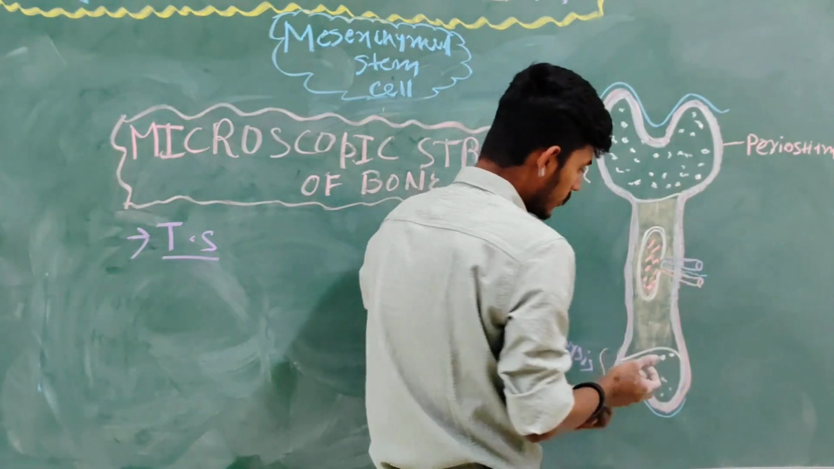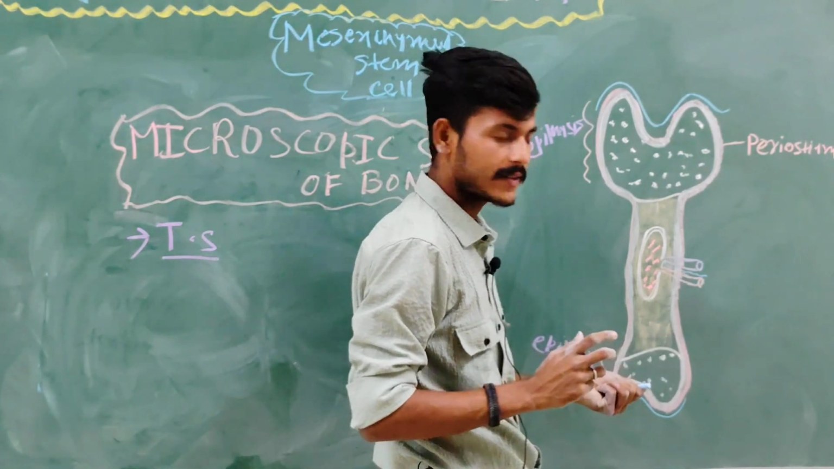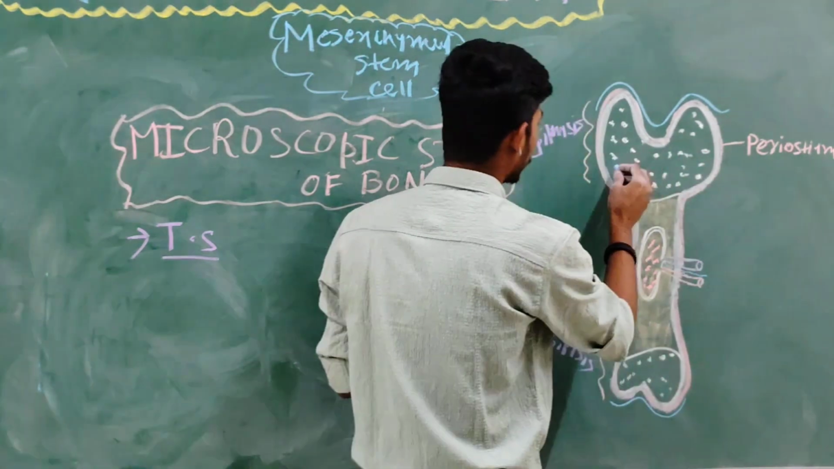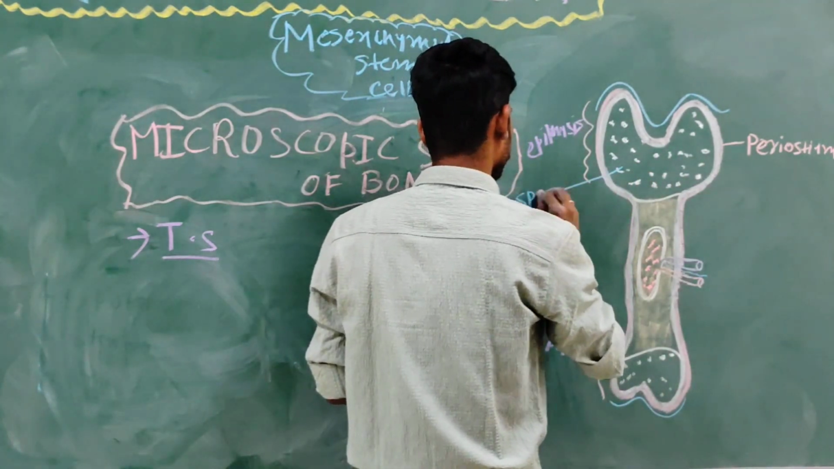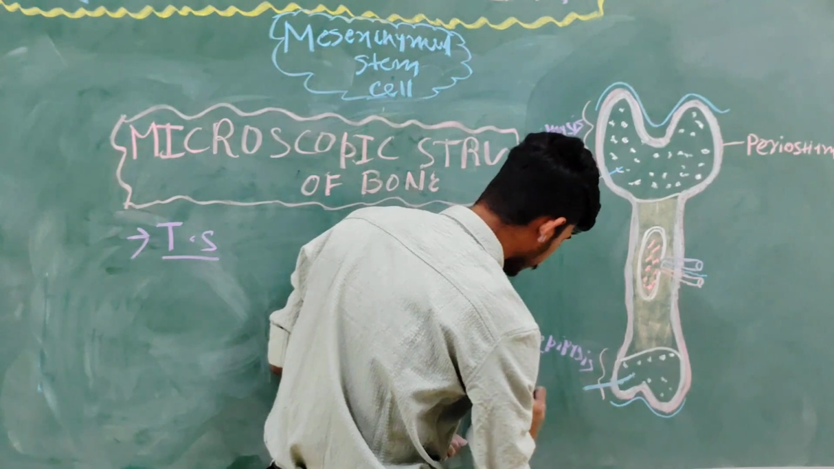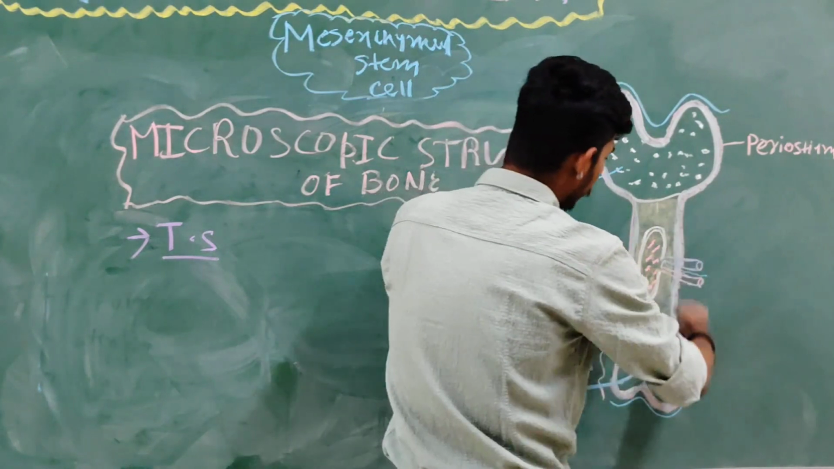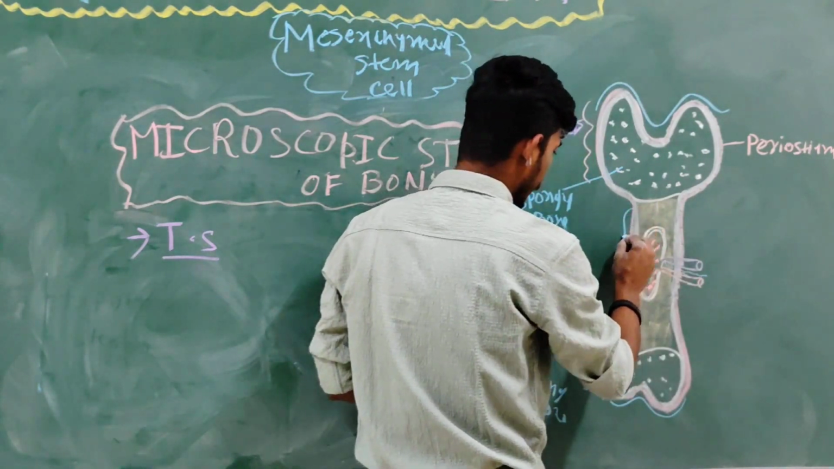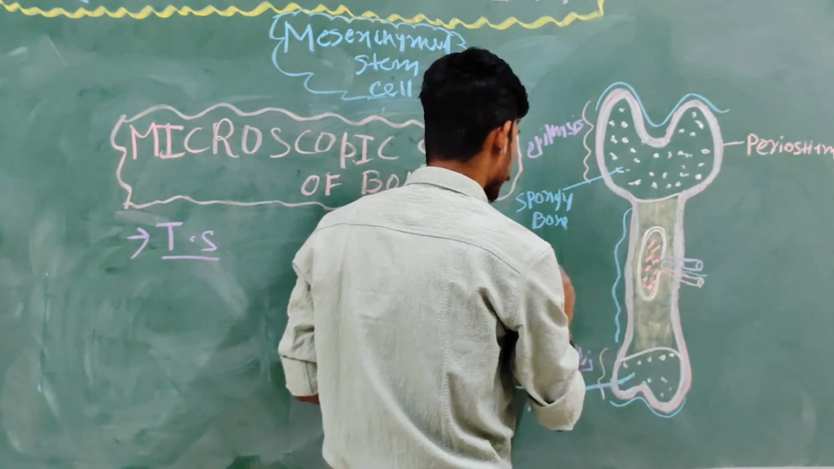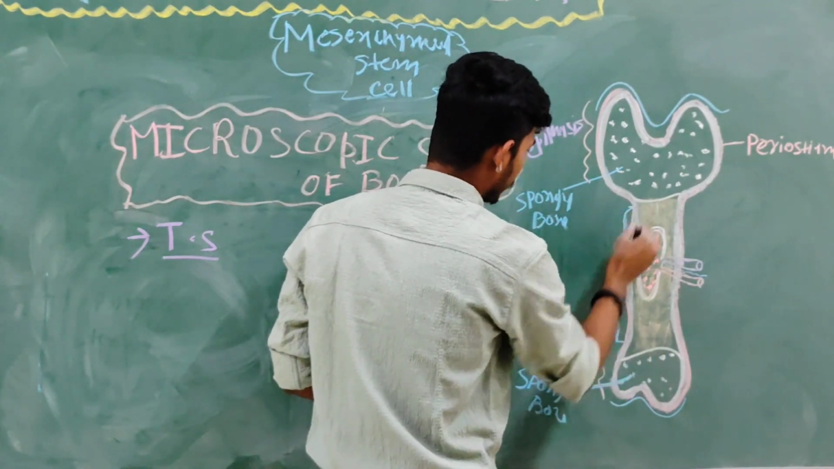Now generally in the long bones, the spongy part, where the matrix is soft, with less matrix, is present at the ends of the bone. So these parts are called spongy bone. And this part is termed the shaft. This is called the shaft of the bone, okay. This is called the diaphysis. This part is called the diaphysis.